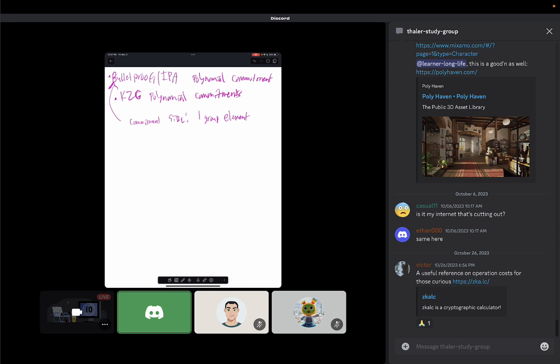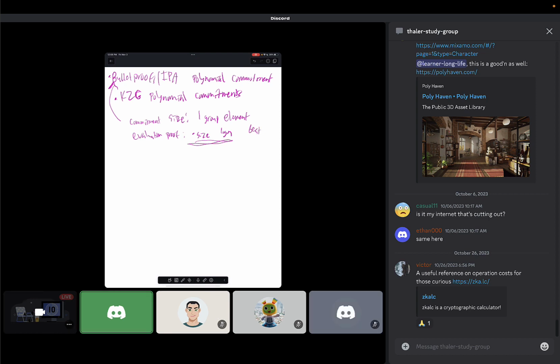With any polynomial commitment scheme, the verifier has to be able to, after it receives the commitment, go back to the prover and say, hey, I need to evaluate the committed polynomial at this particular point. Tell me the evaluation and prove to me that the evaluation you're telling me is consistent with the committed polynomial. So in bulletproofs, the evaluation proof has size log n. That's pretty good. That's actually the best among non-recursive and transparent commitment schemes.